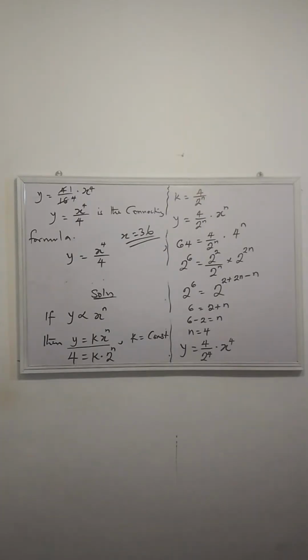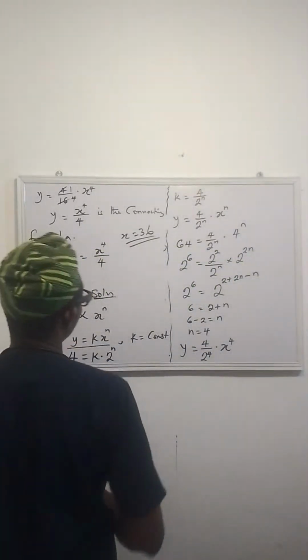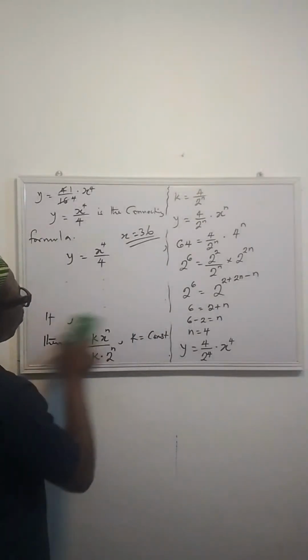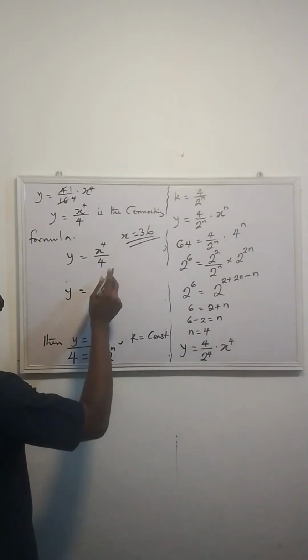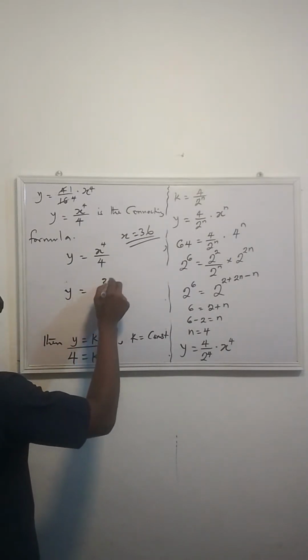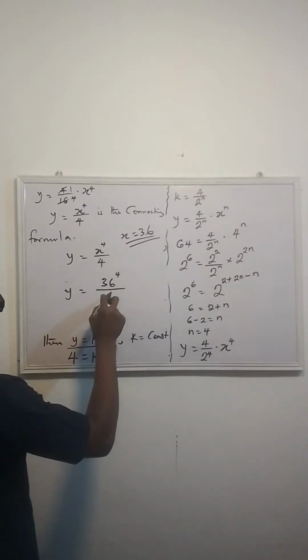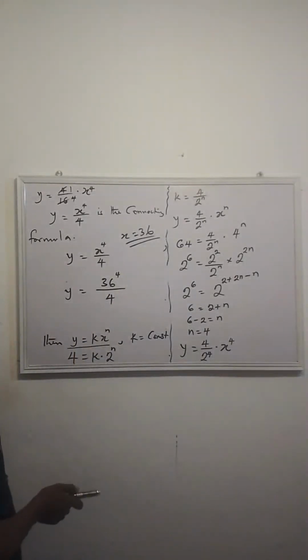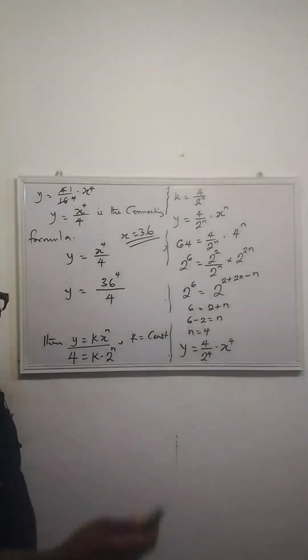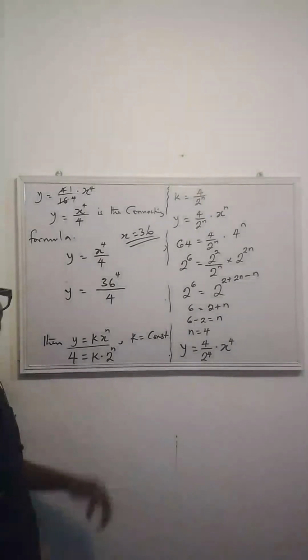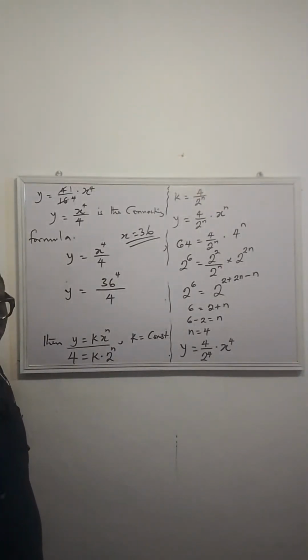Now, let's see. I'm expecting you to just plug in your value, because what we have here is going to give us a very big number. So we have y equals 36 raised to the power of 4 over 4. Multiplying 36 times 36 times 36 is going to be a very big number. If you have your calculator, you can always do that, but if not, you have to leave your answer in that form.